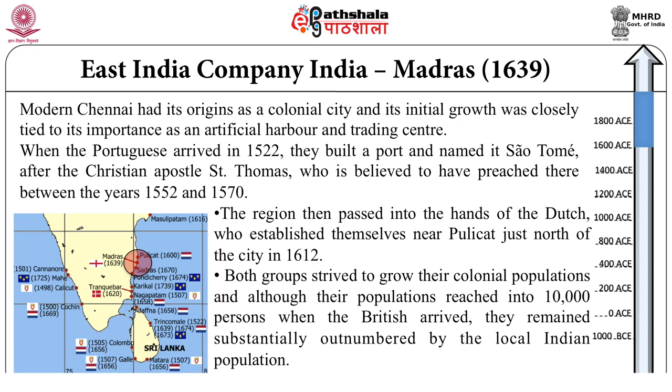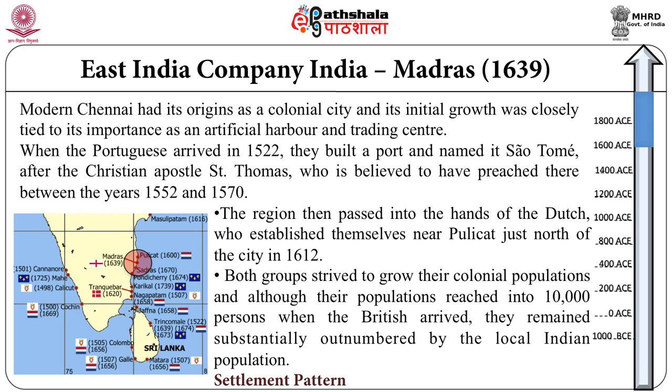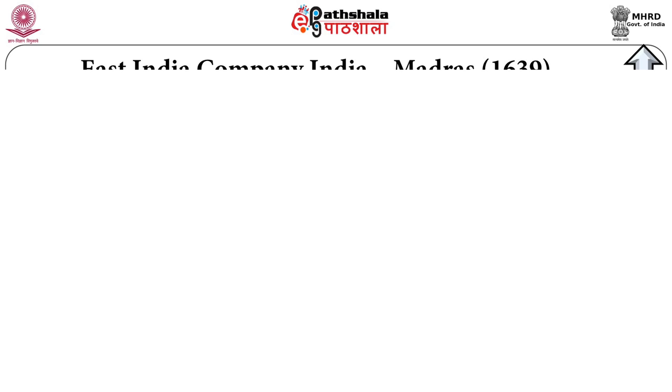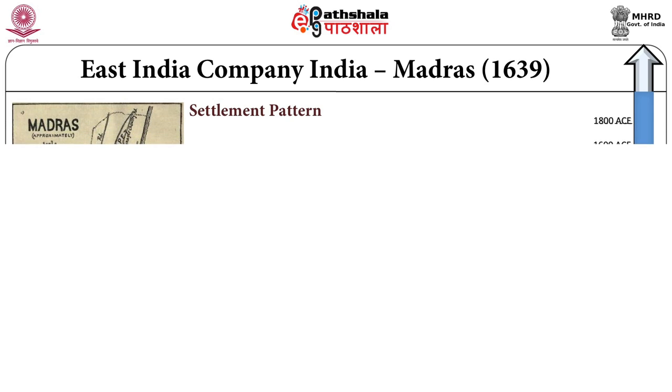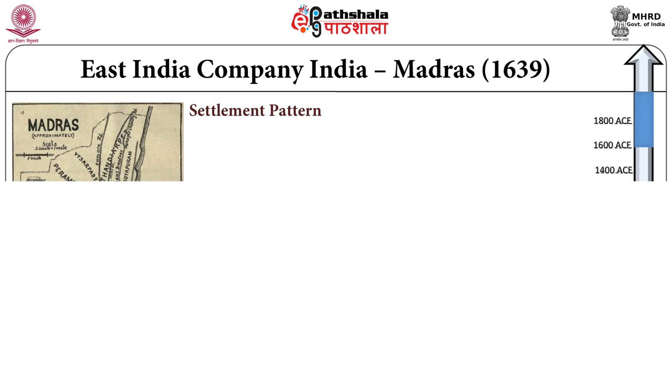The region or this settlement then passed into the hands of the Dutch, who established themselves near Pulicat, just north of the city, in 1612. And both groups, the Portuguese as well as the Dutch, strived to grow their colonial population, and although their population reached about 10,000 people when the British arrived, they remained substantially outnumbered by the local Indian populace. About the settlement pattern, it initially started from Saint Fort George, again the fortified settlement which the British started, which grew to envelop the villages to form Madras.